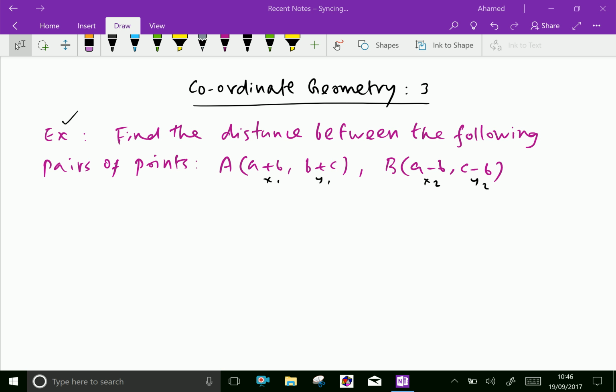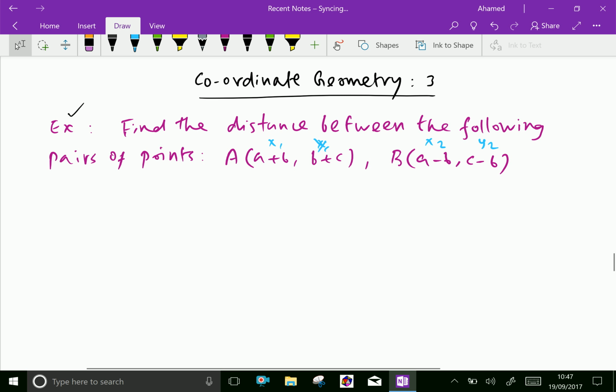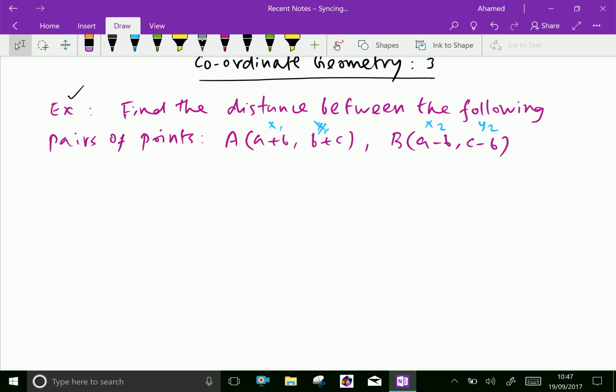In coordinate geometry, let us do some example problems. Example: find the distance between the points A (a + b, b + c) and B (a - b, c - b). Let this be x1, this is y1, this is x2, and this is y2. Now, let us find the distance between the points A and B.